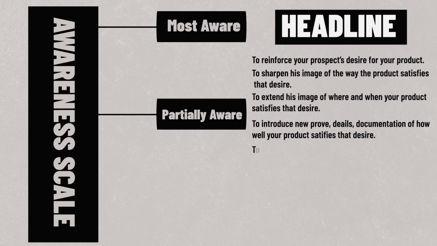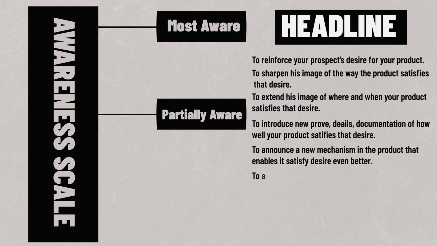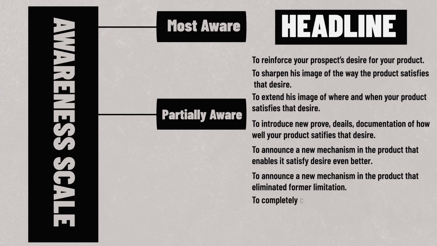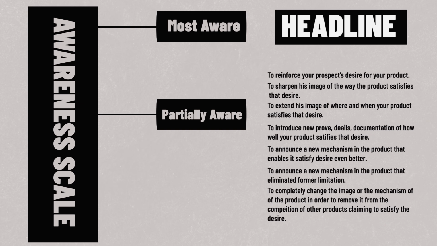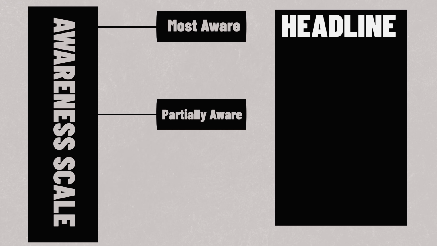E. To announce a new mechanism in that product to enable it to satisfy that desire even better. F. To announce a new mechanism in your product that eliminates a former limitation. G. To completely change the image or the mechanism of the product in order to remove it from the competition of other products claiming to satisfy the same desire. In all 7 cases, the approach is the same.